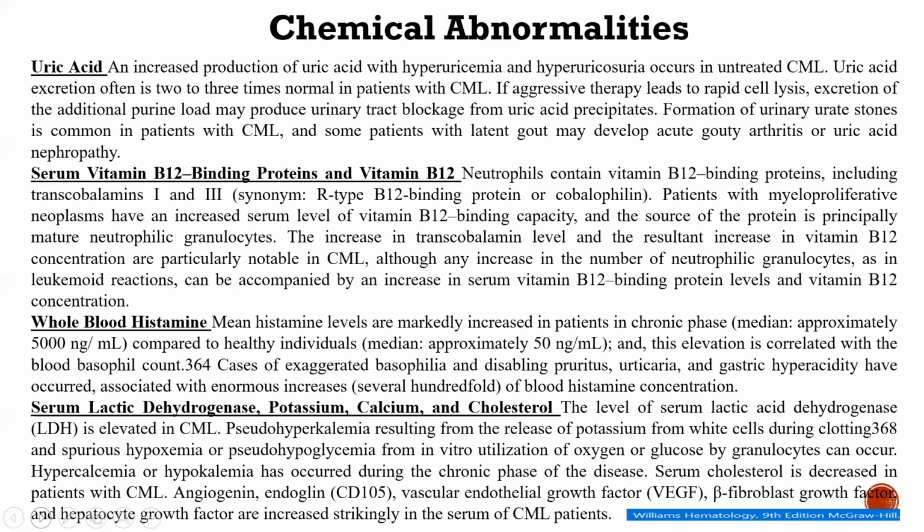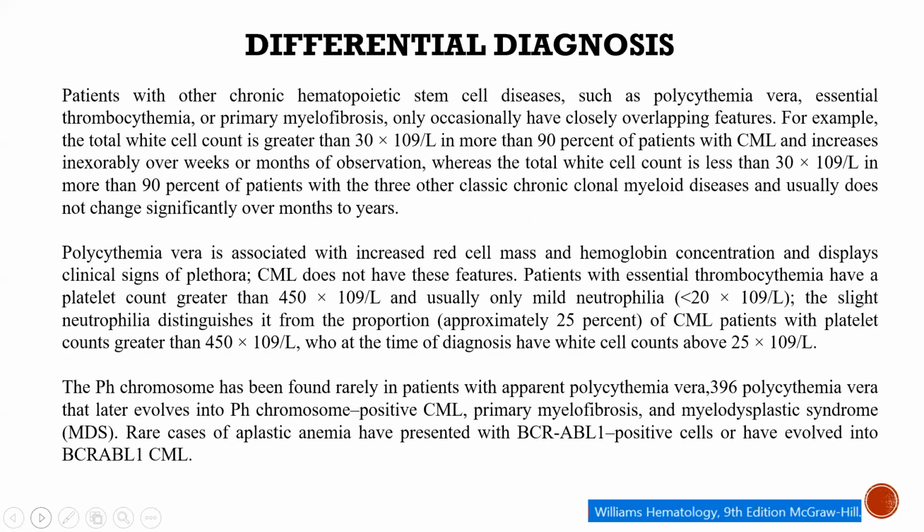Pseudo-hyperkalemia resulting from the release of potassium from white blood cells during clotting, and spurious hypoxemia or pseudo-hypoglycemia from in vitro utilization of oxygen or glucose by granulocytes can occur. Hypercalcemia or hypokalemia has occurred during the chronic phase of the disease. Serum cholesterol is decreased in patients with this type of leukemia. Angiogenin, endoglin, vascular endothelial growth factor, basic fibroblast growth factor and hepatocyte growth factor are increased in the serum of patients with chronic myeloid leukemia.